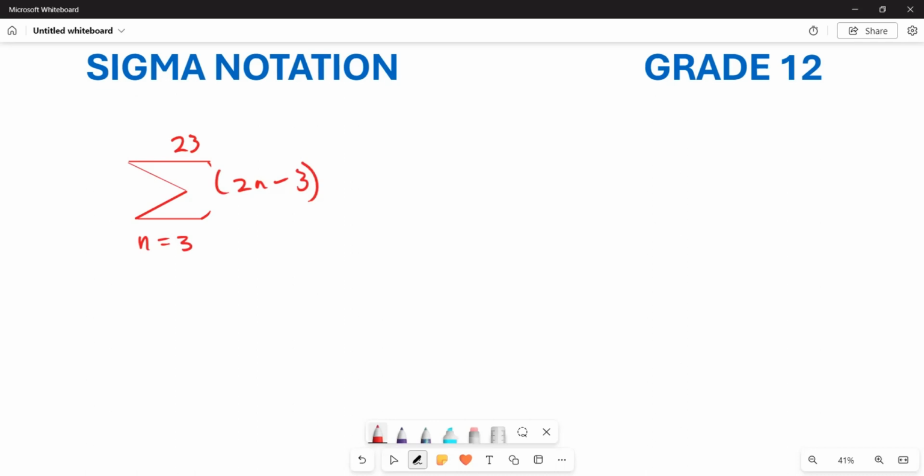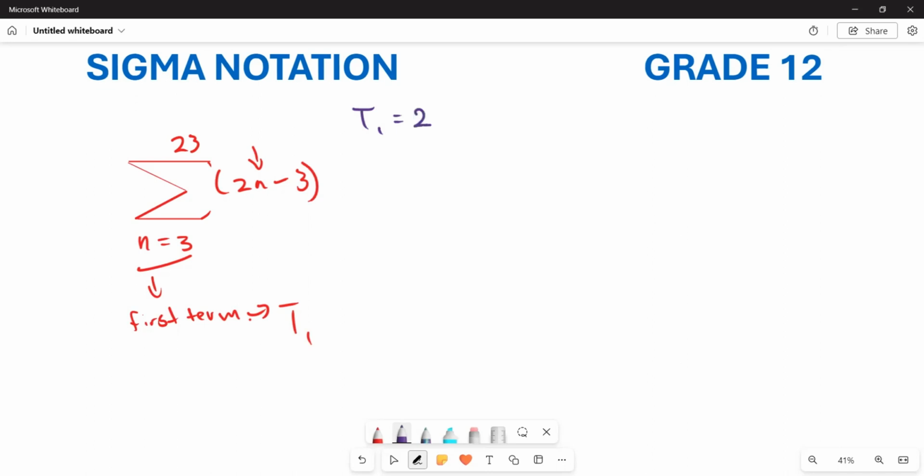Now, this n equals 3 represents your first term, isn't it so? Which means whenever you are looking for T1, you are going to start by substituting 3 in here. When you substitute 3 in there, you are going to get your T1. So you are going to say your term number 1 is going to be given by what?